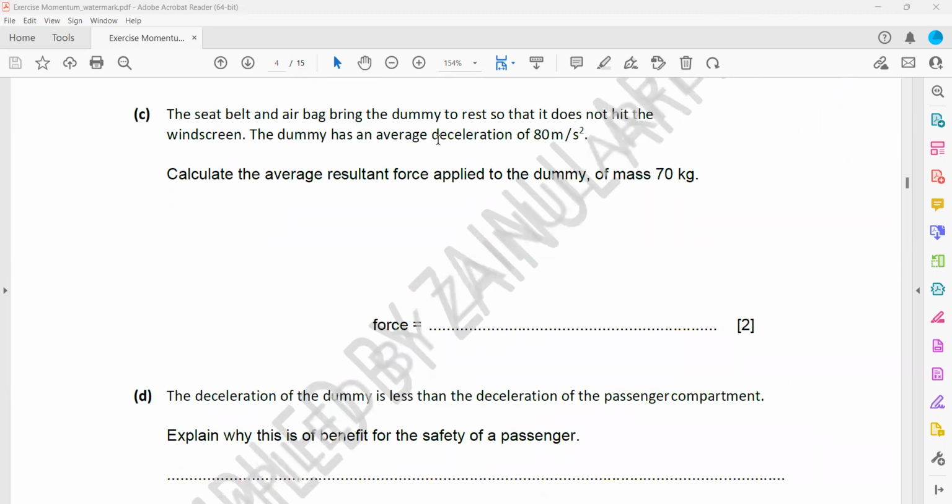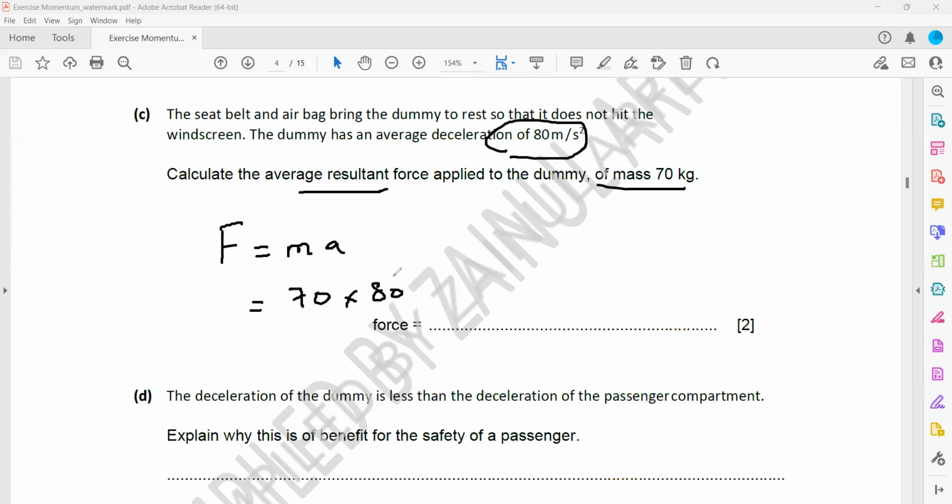Then the seat belt and the airbags bring the dummy to rest so that it does not hit the windscreen. The dummy has an average deceleration of 80. Calculate the average force applied. So how to work out the average force? We have the formula F equals ma. Force equals mass multiplied by acceleration. So mass is 70 and deceleration is 80.